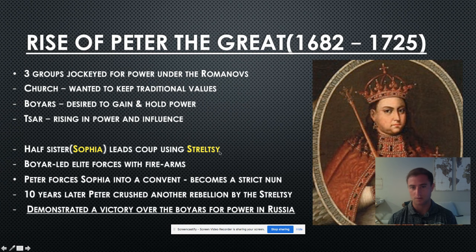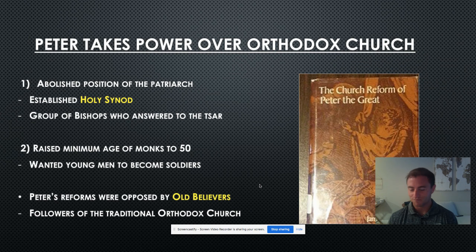This is a big victory by Peter against his sister. He doesn't kill his sister, but he forces her into a convent where she becomes a strict nun. She's in complete isolation for 364 days out of the year. She gets one day, Easter, each year, where she can leave the convent and be with other people. So Peter has defeated the boyars, the Streltsy, and then he looks to take major moves to raise his power in relation to the church.